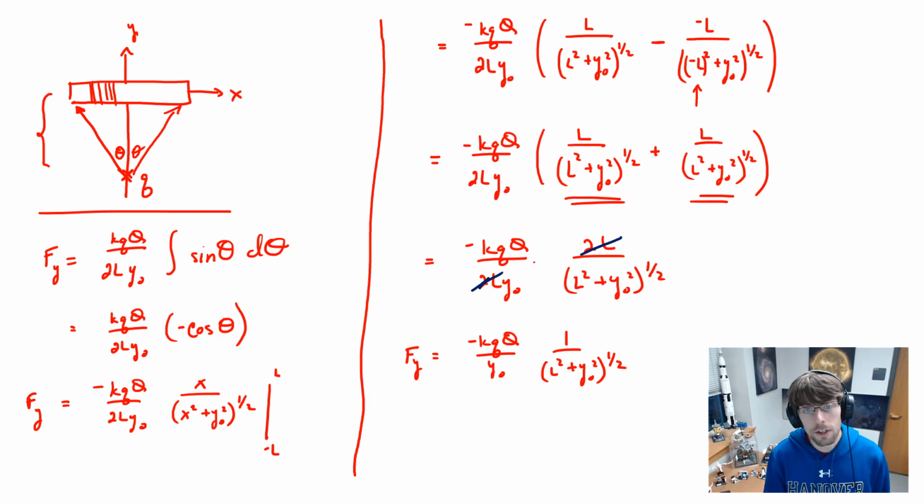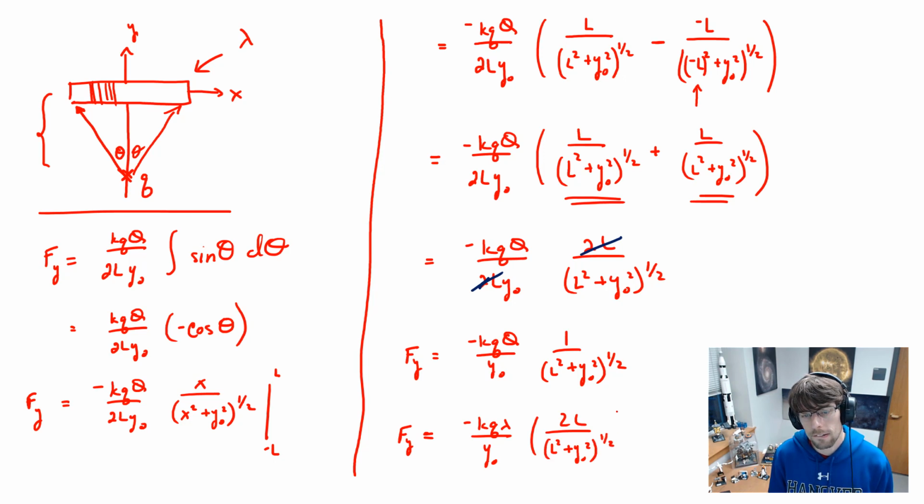Or if you prefer, if say the charge of the bar isn't actually given. In fact, it's generally common with these distributed objects not to be given the charge, but to just be given lambda straight off. So in terms of the linear charge density, we could write this as negative kq lambda over y naught times 2L over L squared plus y naught squared, if you prefer.